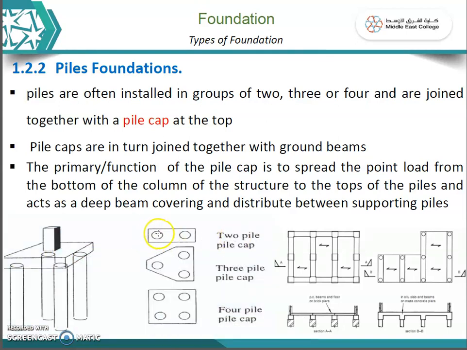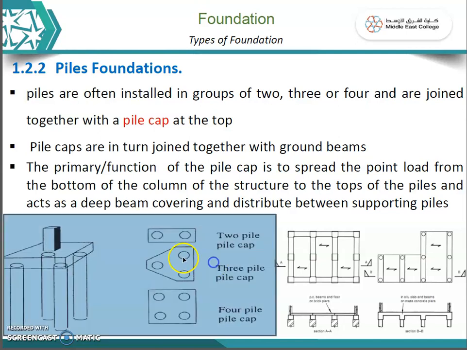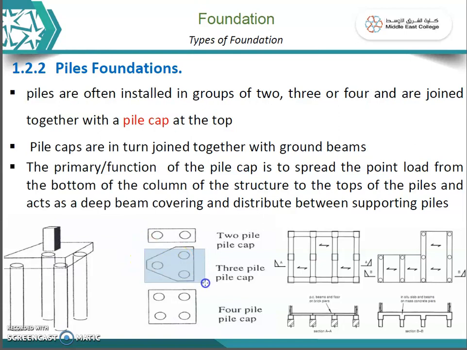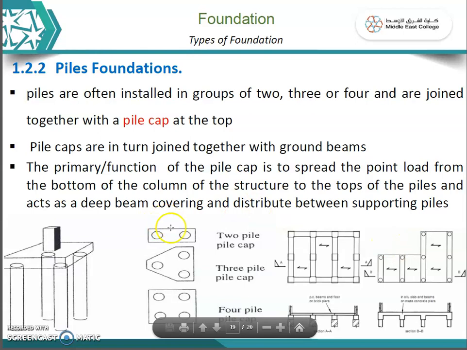Here, if it is 2 piles, 1 pile, 2 pile, they are covered by a single pile cap. 3 piles can be covered by a pile cap. 4 piles are covered by a pile cap. So this is the top view. You can see the cross view. So you can see 1, 2, 3, 4, 5, 6, 7, 8, 9. Number of piles are here.